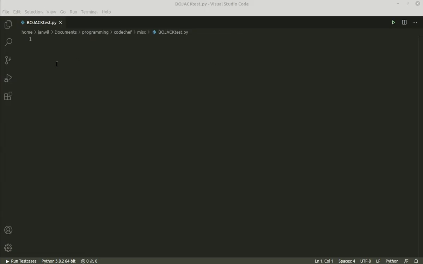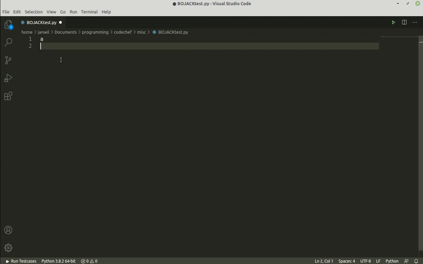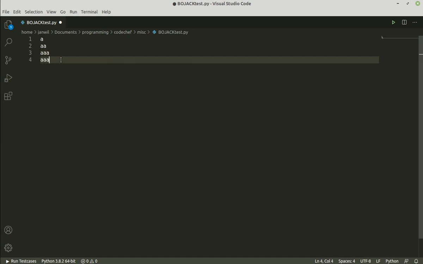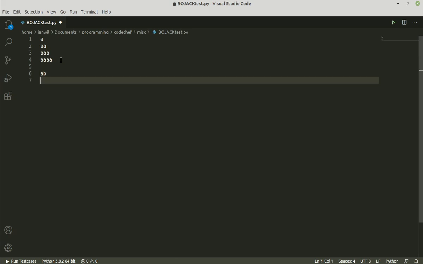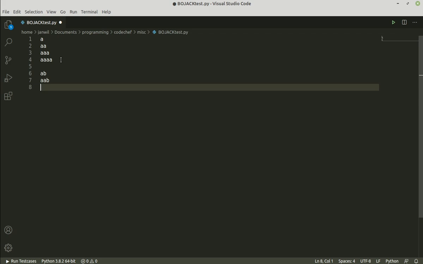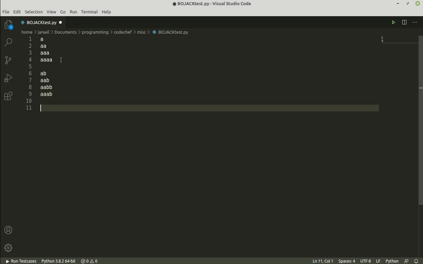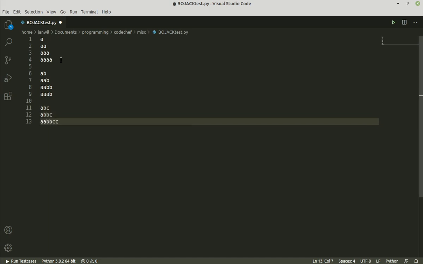And when you start working this out by hand, what would you do? You would probably first try the string A, and then see what this gets you. Then you would probably try AB, then AAB, then AABB, then something like AAAB, and so on and so forth. Then you would probably try ABC, ABBC, AABBCC, and so on.